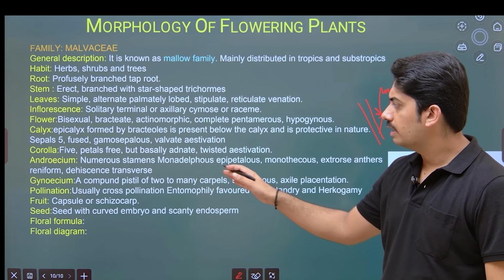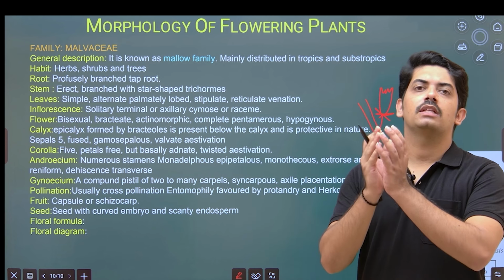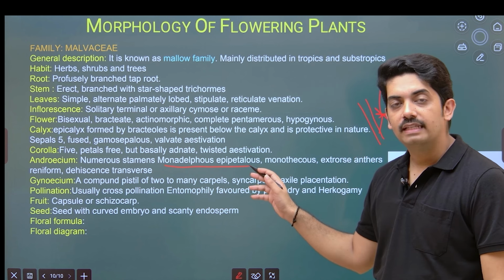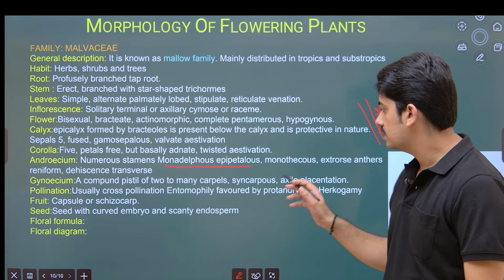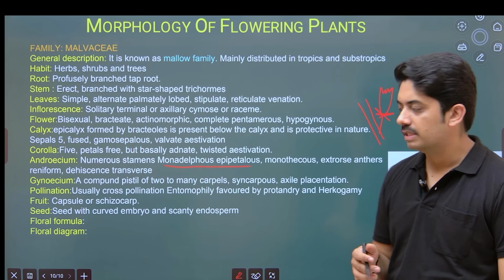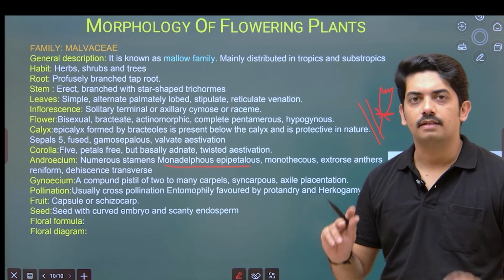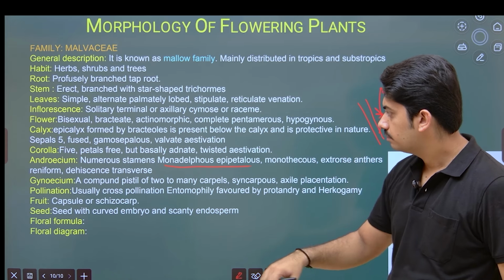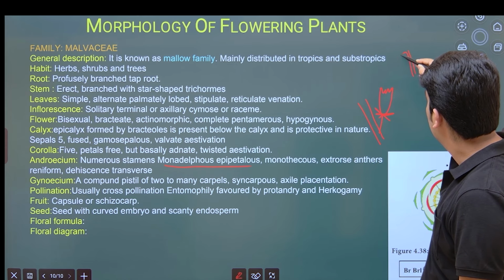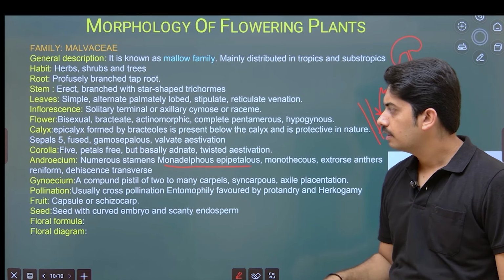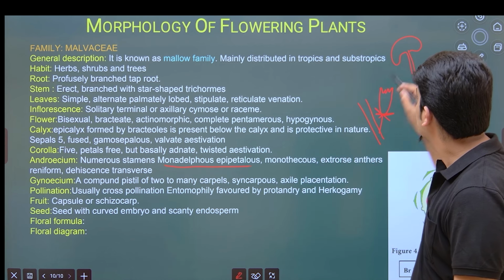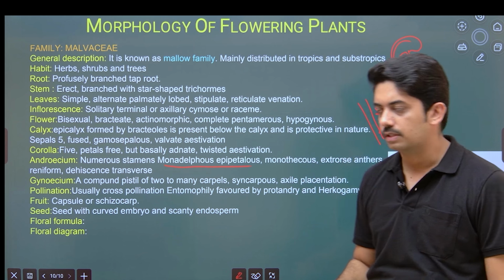Androecium, numerous stamens, they all together form one bundle. That is called monoadelphous condition, and they are present on the petals, so epipetalous condition. Monothecous, single lobe is present. Extrorse anther, anthers are outward. Then reniform. Reniform means like this, reniform. And dehiscence, transverse. Here it dehisces like this, transverse.